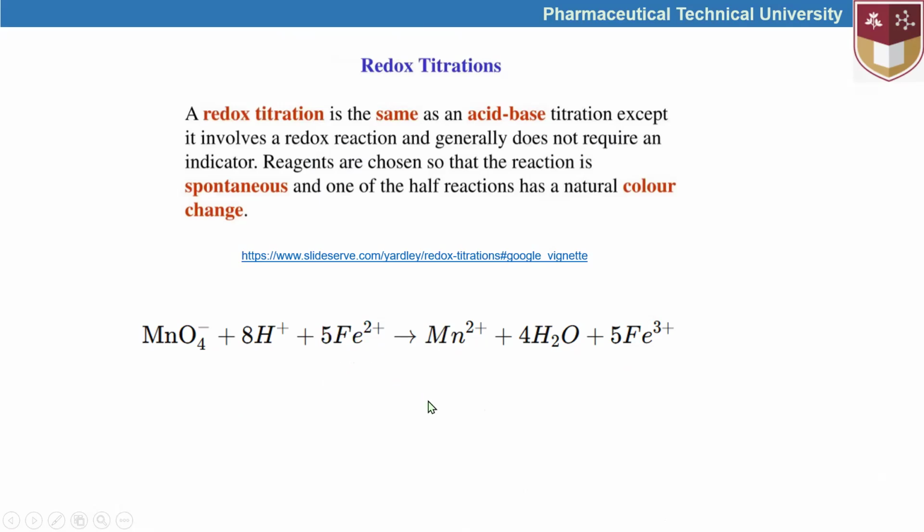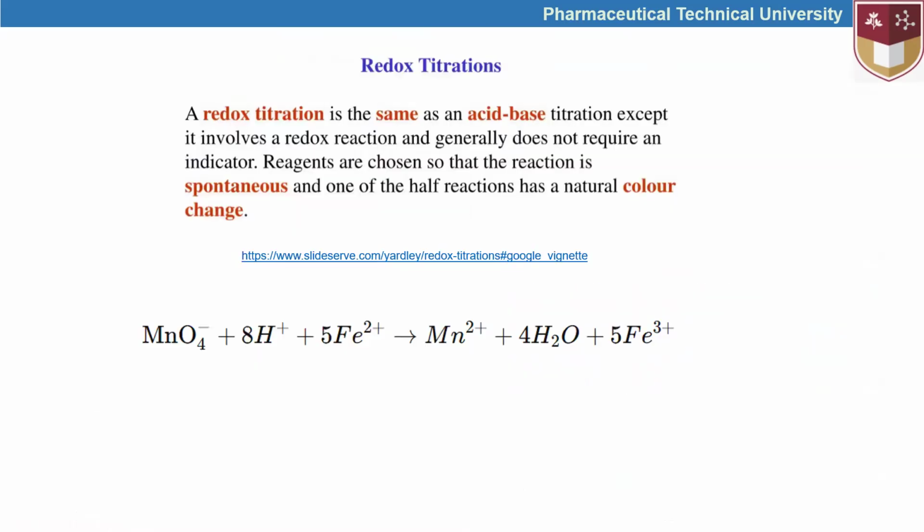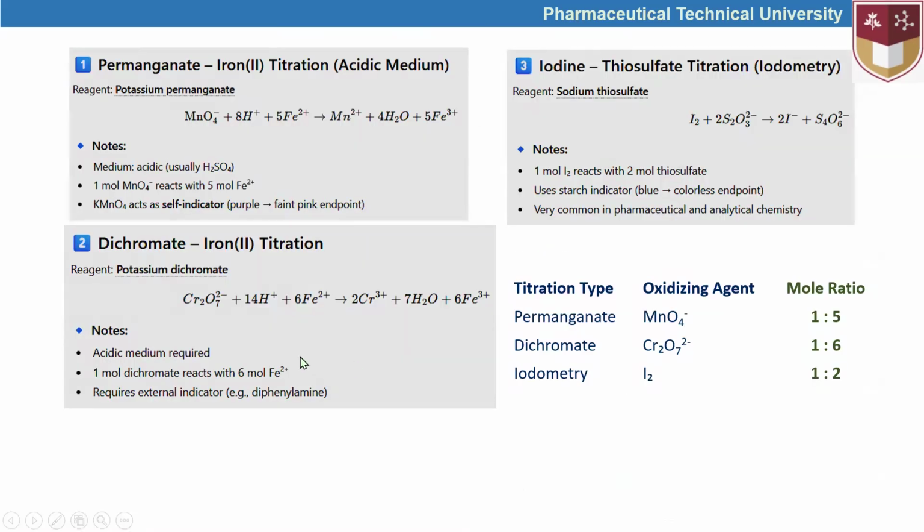iron +2 ions. So this is an example of redox titrations. And here we have two more examples of redox titrations, including the dichromate ion and iron ions as shown here.